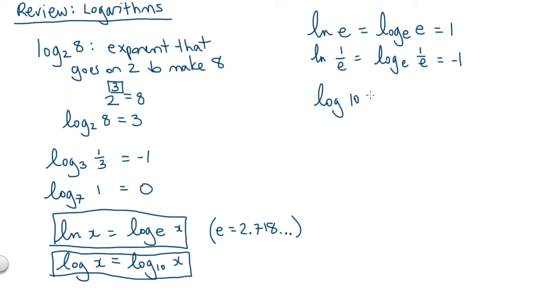Log of 10, because there's no base indicated here, this automatically means log base 10 of 10. In other words, it's the exponent that goes on 10 to make the number 10. That would be 1. And log of 1000, because there's no base indicated here, it's automatically base 10. So we're asking for the exponent that goes on 10 to make 1000. That would be 3.